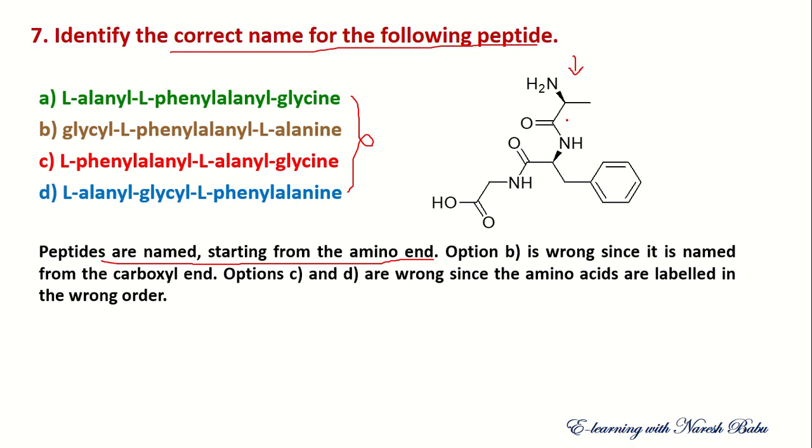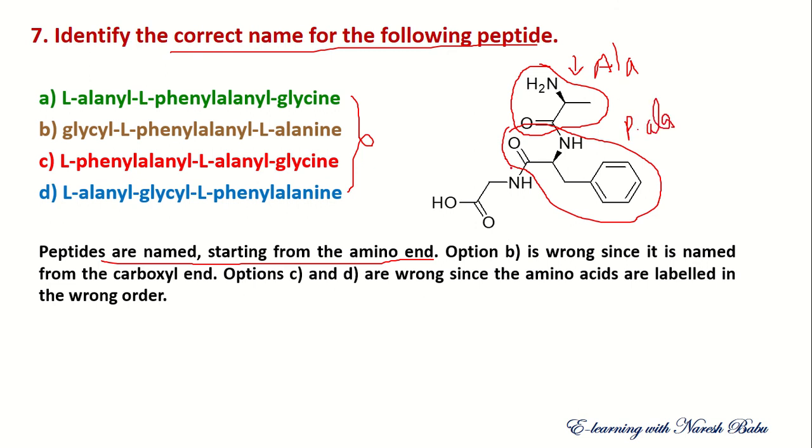Here, if you observe, this group is alanine, and this is the phenylalanine, and this remaining part is glycine. So it is a tripeptide.